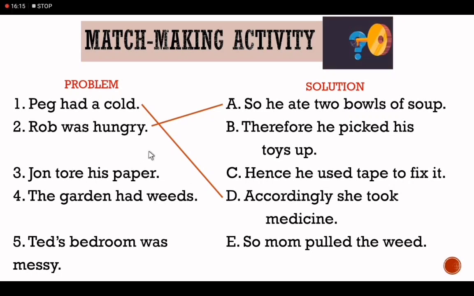Number 3. John tore his paper. That's the problem. The solution is: hence he used tape to fix it. Number 4. The garden had weeds. That's the problem. So what's the solution? So mom pulled the weeds.